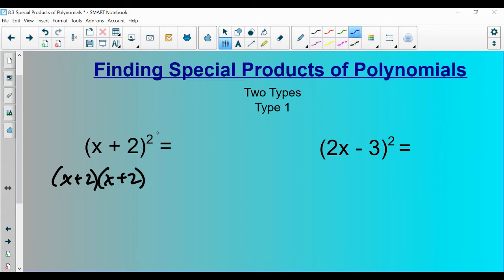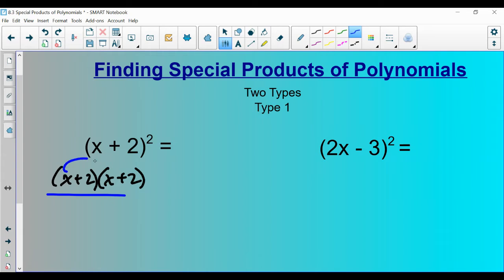So oftentimes students take this exponent and apply it to the x and the 2. That is actually 100% an incorrect thing to do. That's not mathematically sound. You have to keep in mind that squaring something means multiplying it by itself, and then take the statement and FOIL it.